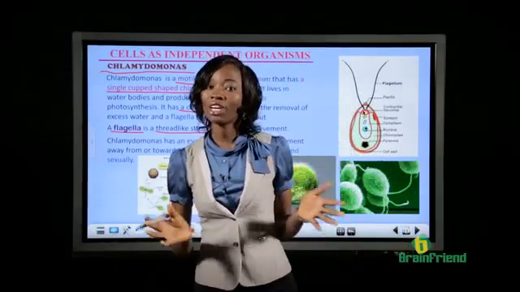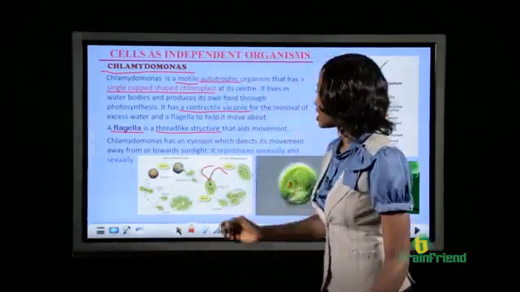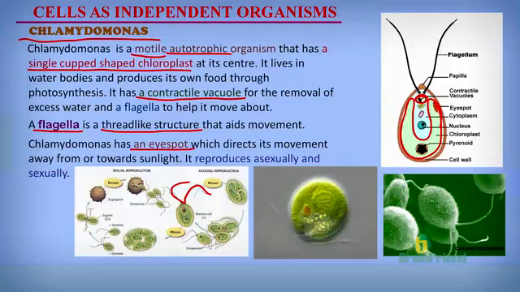Chlamydomonas, as a motile autotrophic organism, has an eye spot. Interesting, right? It has an eye spot. What does it do with this eye spot? It detects the presence of light with this eye spot. And with the aid of the eye spot, the Chlamydomonas is able to move away from light, or it moves towards sunlight. I'm sure you know what it needs sunlight for. It needs sunlight to carry out photosynthesis. So this is the eye spot of the Chlamydomonas. Chlamydomonas also reproduces. It reproduces asexually and sexually. It undergoes binary fission and other forms of reproduction.